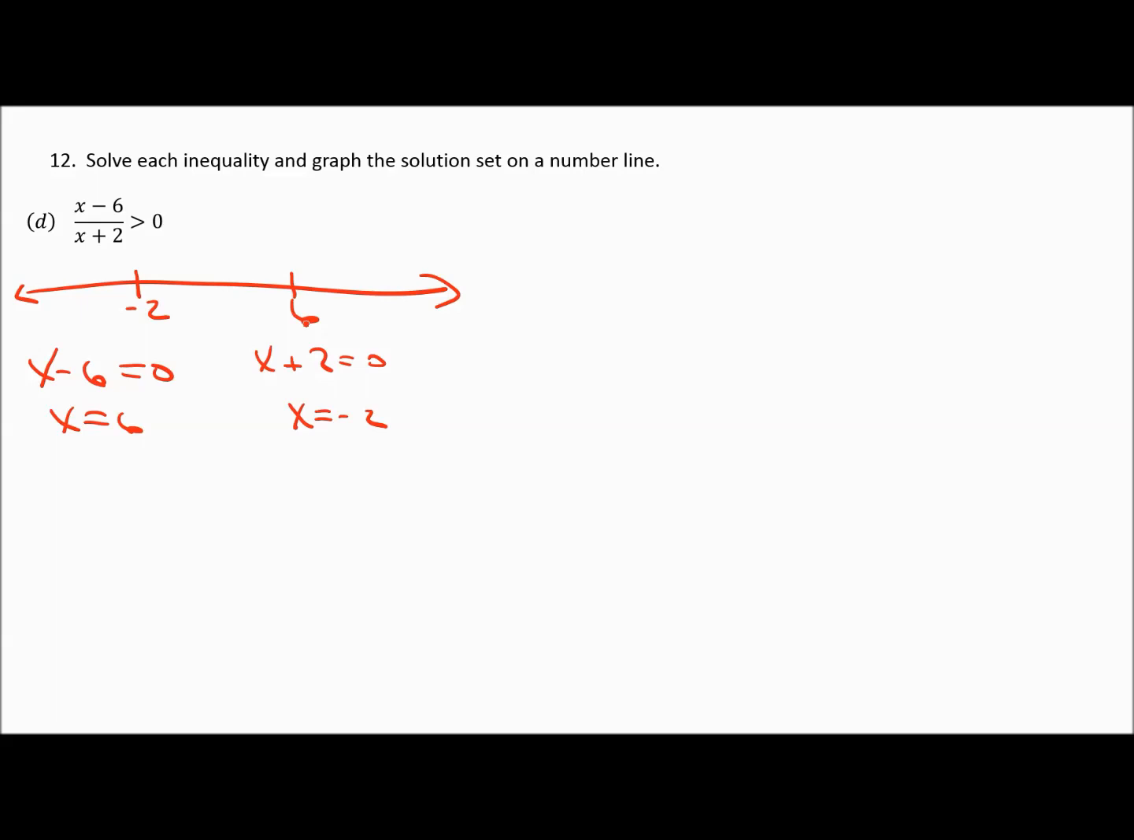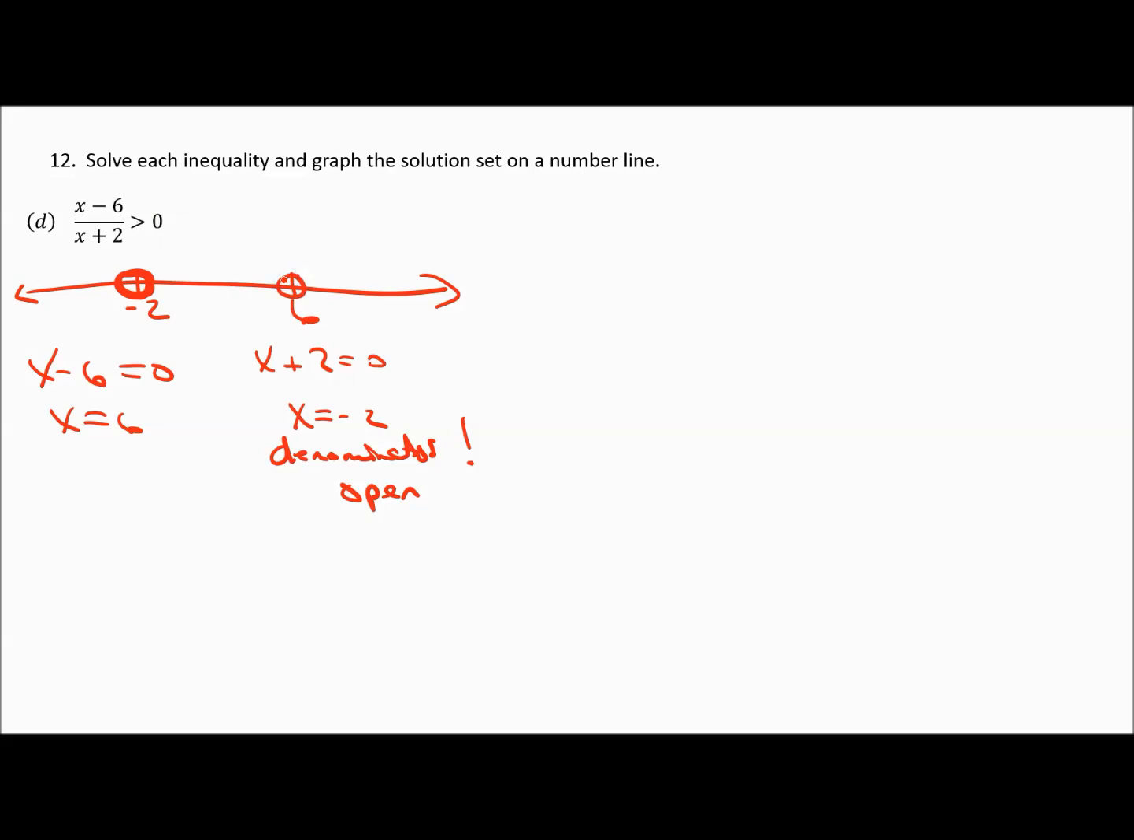Now, -2 cannot be filled in because that makes the denominator 0. So anytime a denominator gives you one of your values, that's got to be open. Not filled in. Always open because it's from a denominator. Now, this one could be filled in if it had a greater than or equal to, but since it's just a greater than, it's open as well.